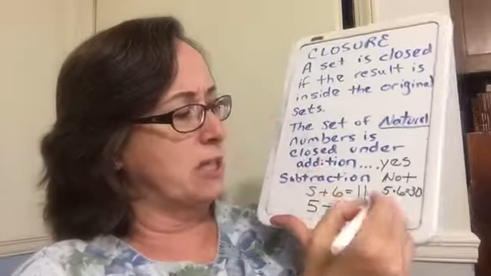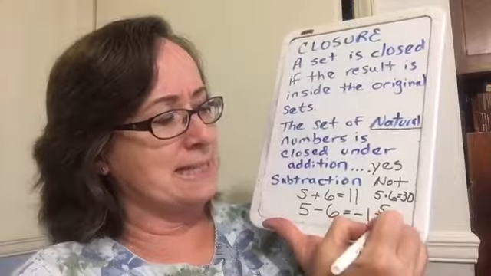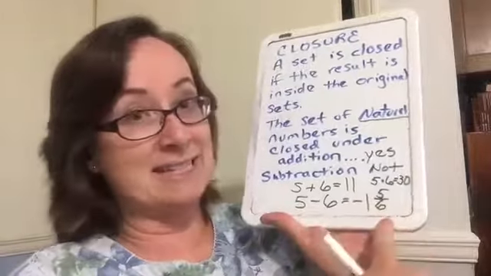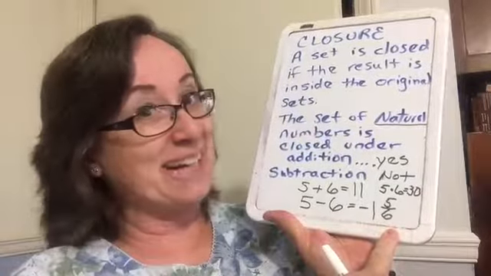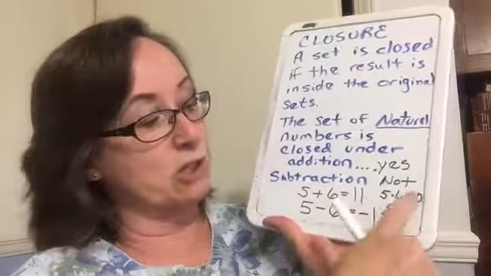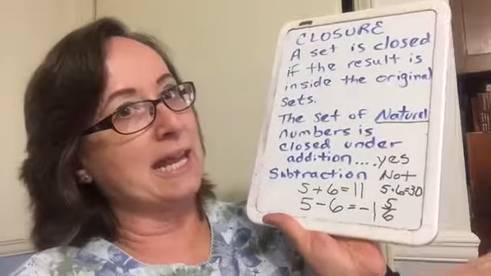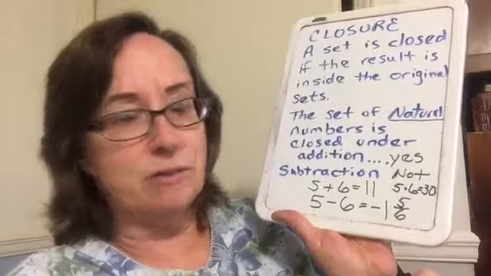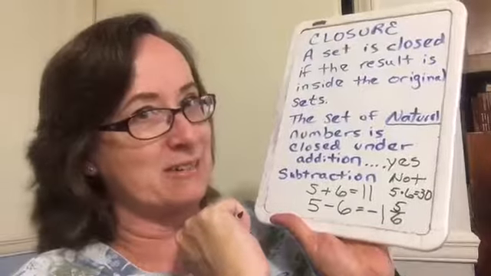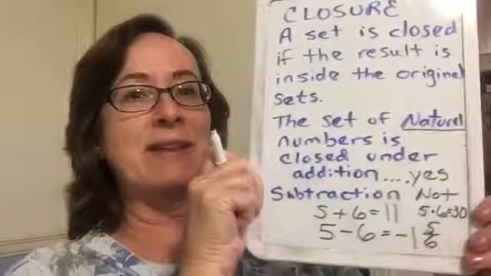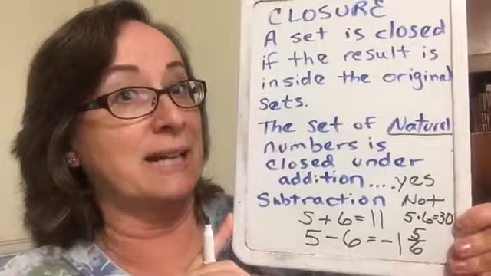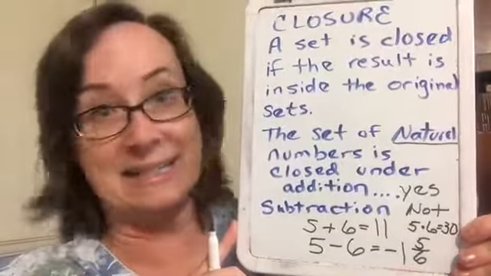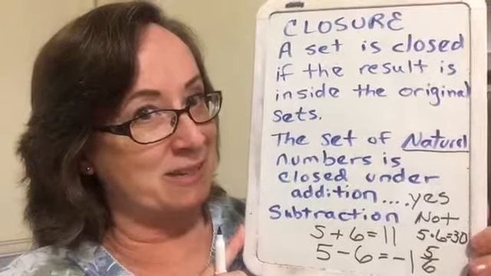But what about division? 5 divided by 6. No, that is a fraction, but it doesn't turn into a natural number. So I took two natural numbers and divided them, and I went outside the set of natural numbers. Therefore, it is not closed. The set of natural numbers is not closed under division. So the set of natural numbers is closed under addition and multiplication, but is not closed under subtraction or division.